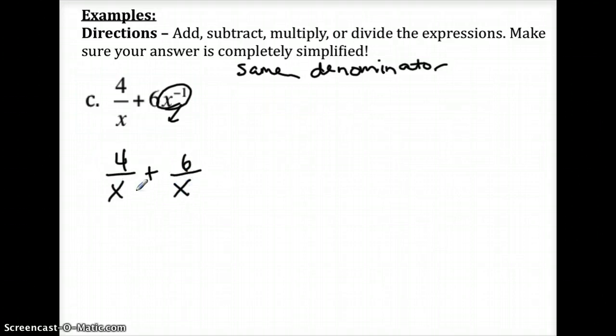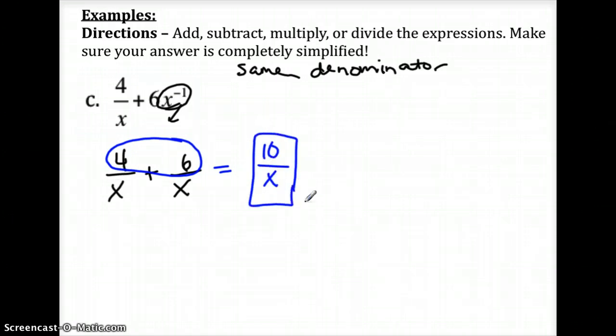Now, are my denominators the same? Hopefully you're saying yes, because they both have an x. So the math really only happens on the top here. 4 plus 6 is 10. Once your denominators are the same, it just stays that. And 10 over x would be my final answer.